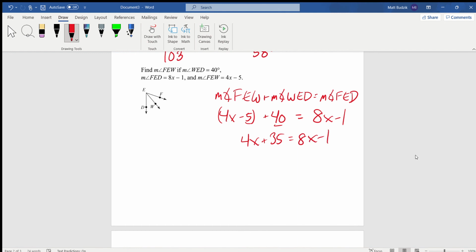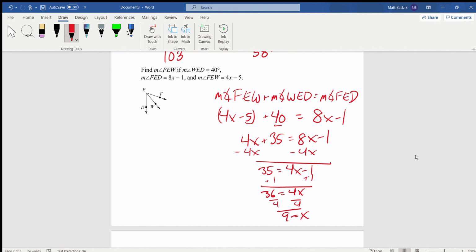X is on both sides, so I'm going to subtract 4x. So I have 35 equals 4x minus 1. Add 1 to both sides to get the constants on the other side. 4x equals 36. Last step, divide by 4. So I get that x is equal to 9.